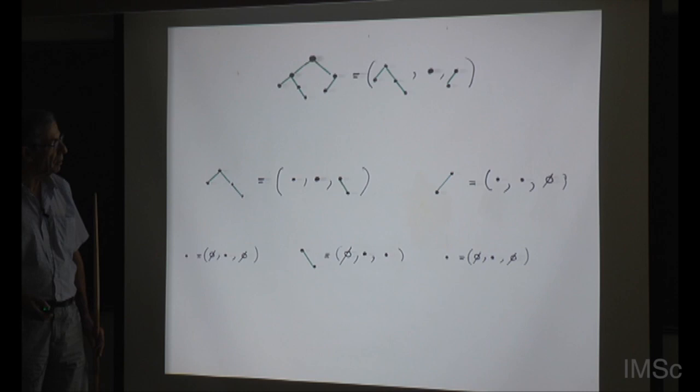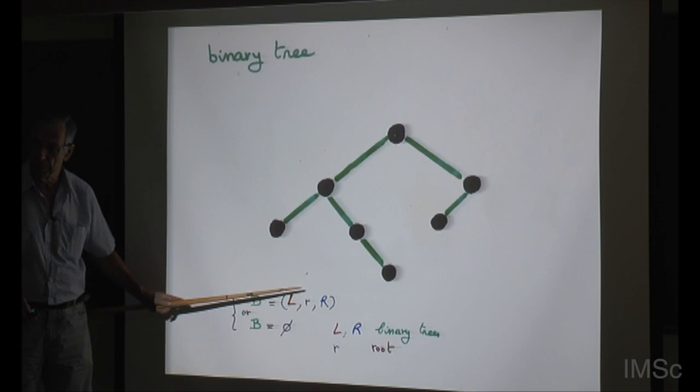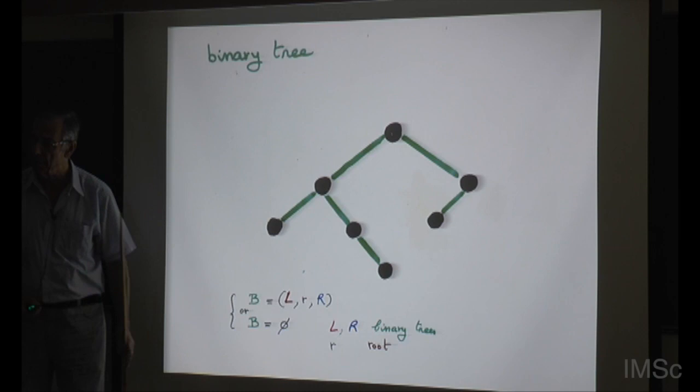So it's any triple. A binary tree is either empty, or else it's a triple with the point, the root of the binary tree, and a left and right subtree, where one of them can be empty, or maybe both, or maybe neither.